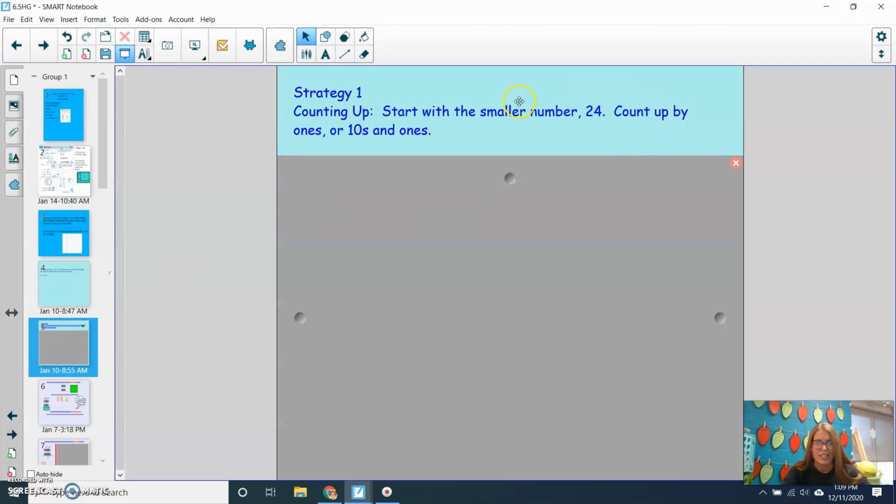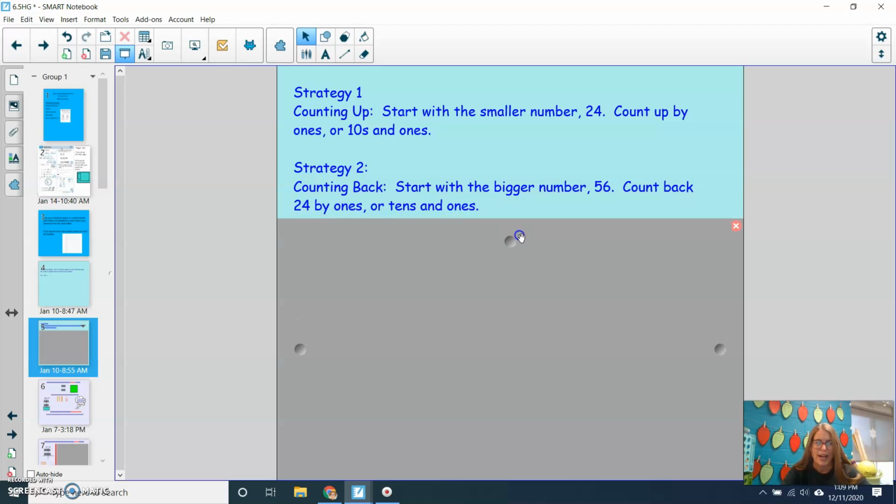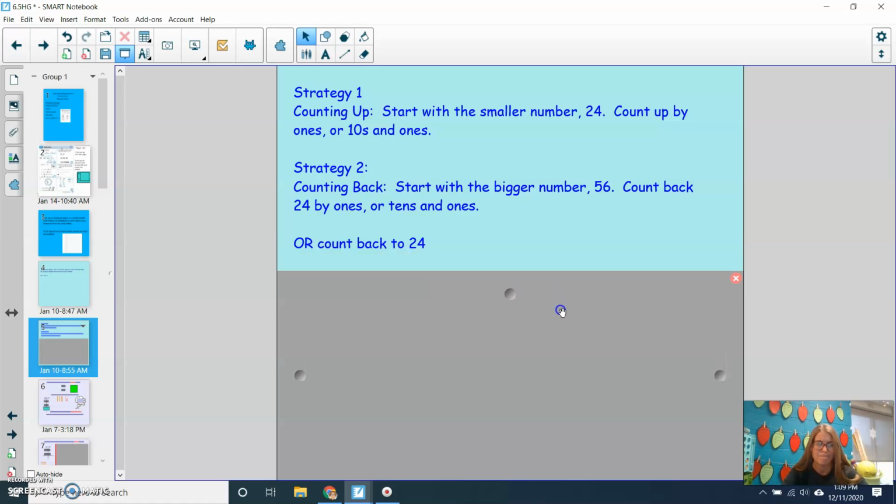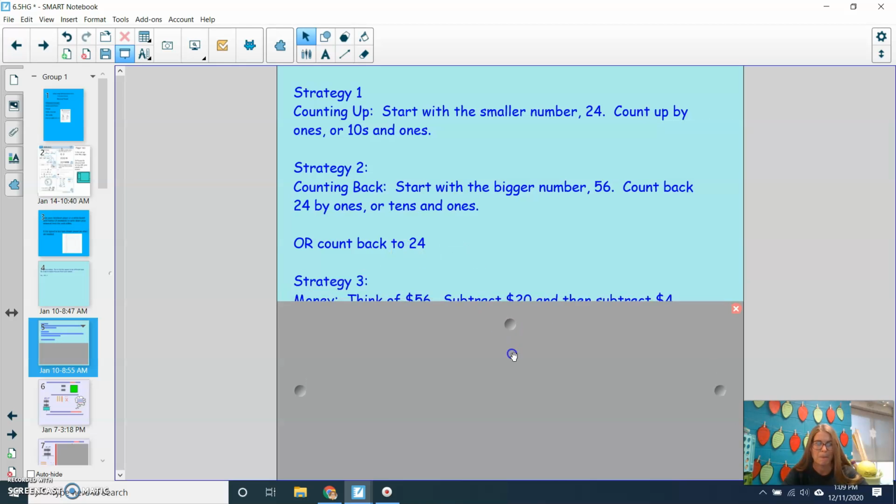All right, second graders, so a couple different strategies to solve that problem. If I count up, I could start with the smaller number of 24, and I could count up by ones or count up by tens. I could also count back, so I could start with the bigger number of 56, and I could count back 24 by ones or by tens and ones. I could also count back to 24.